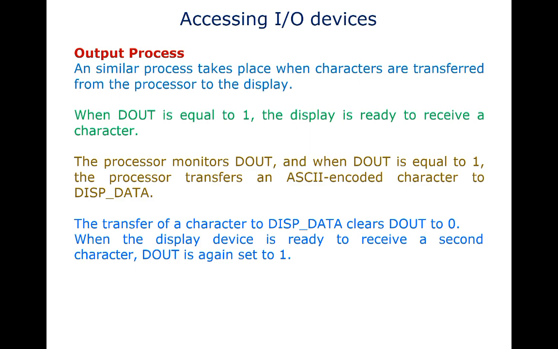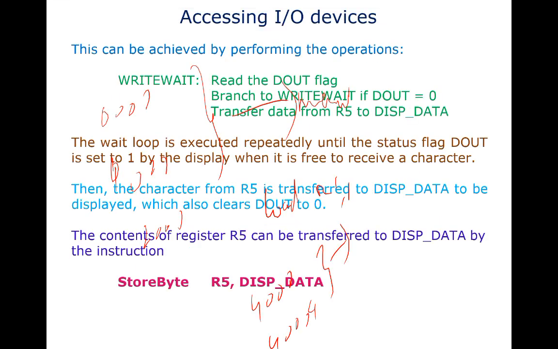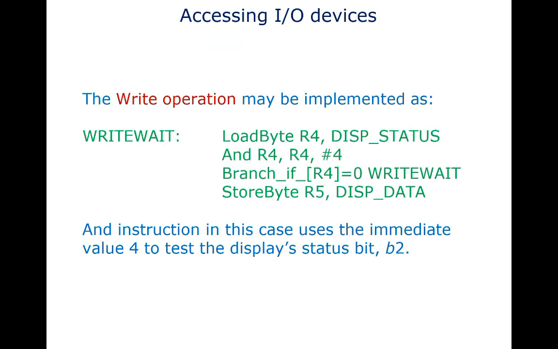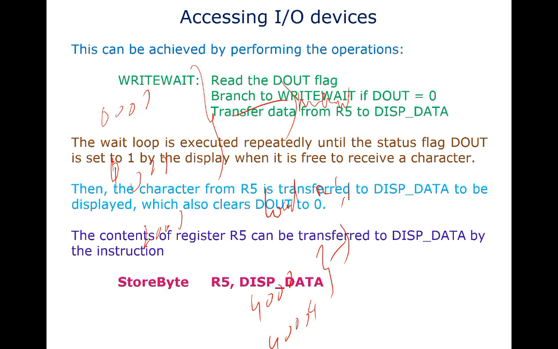The next thing we are going to discuss is the program controlled display output. Here, the write wait loop checks the display output. If the display output is equal to 0, it will branch back, which means it keeps checking until the display output becomes 1. When we receive the display output as 1, it senses the character, so it automatically displays the data.